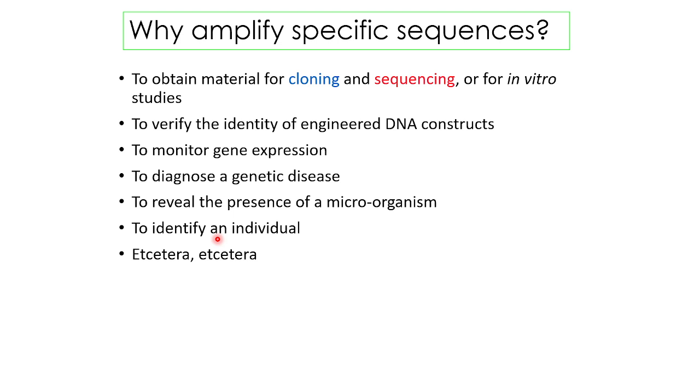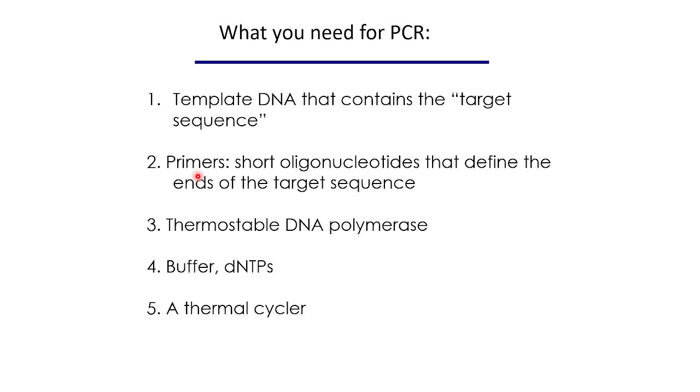Now, why do we need to amplify the sequences? Because we need to use it for cloning and sequencing. So, we need more amount of DNA. We need to identify the engineered DNA constructs, then monitor gene expression, diagnose diseases, then reveal the presence of microorganisms and identify individuals. So for PCR, we need a template DNA that will act as a target sequence.